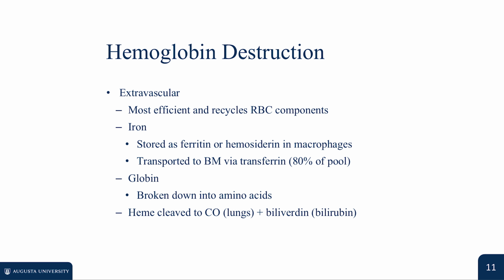Biliverdin is rapidly reduced to unconjugated bilirubin, bound to plasma albumin, and transported to the liver for conjugation and biliary excretion. Iron liberated from heme is either stored locally inside macrophages as ferritin and hemosiderin, or exported onto plasma transferrin, which carries roughly 80% of our daily functional iron pool directly back to the bone marrow for fresh erythropoiesis.